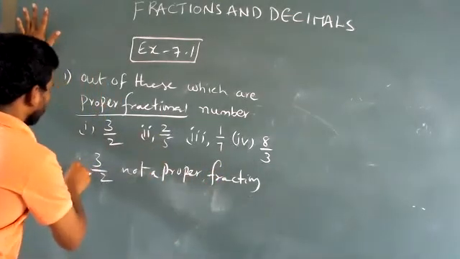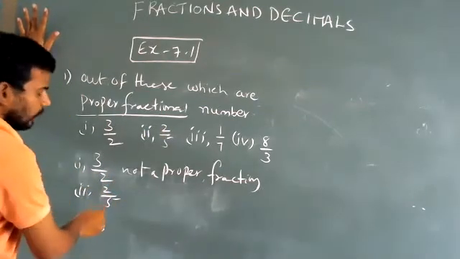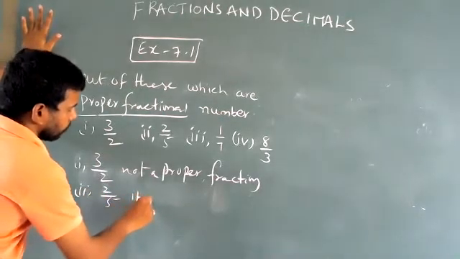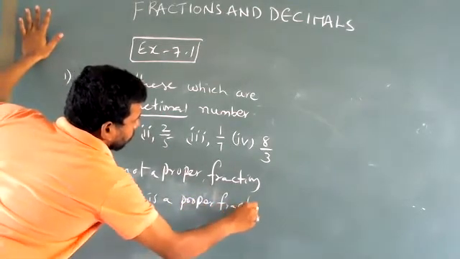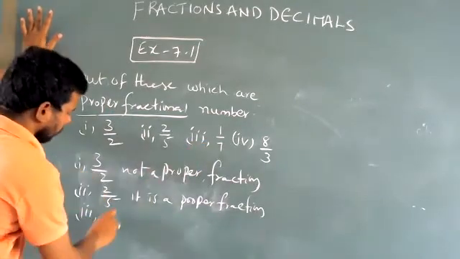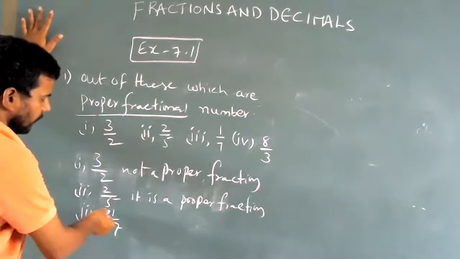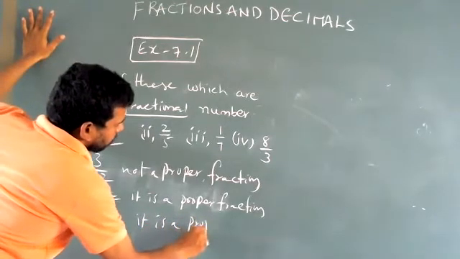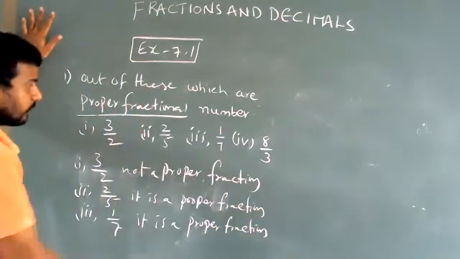Next, second problem. Take 2 by 5. 2 is less than 5. That means the numerator is less than the denominator, so it is a proper fraction. Now third problem, 1 by 7. 1 is less than 7. That means the numerator is less than the denominator. So it is a proper fraction.